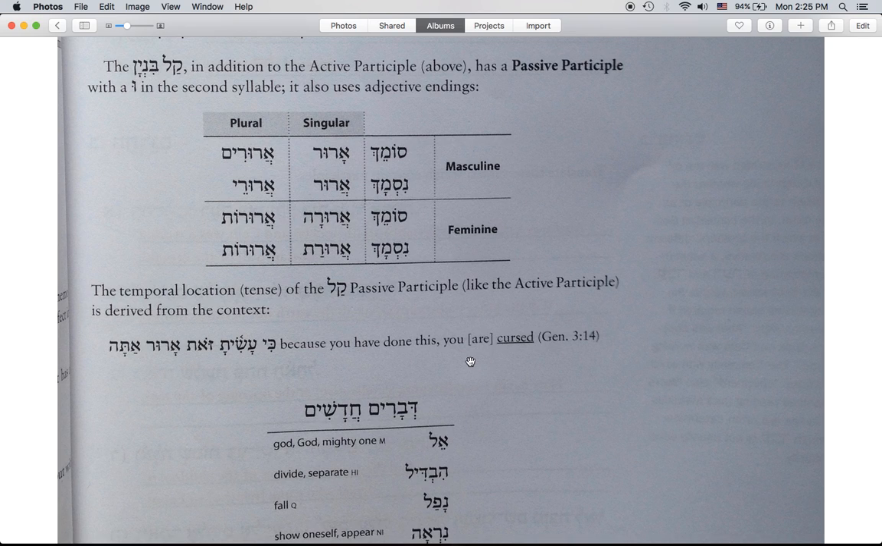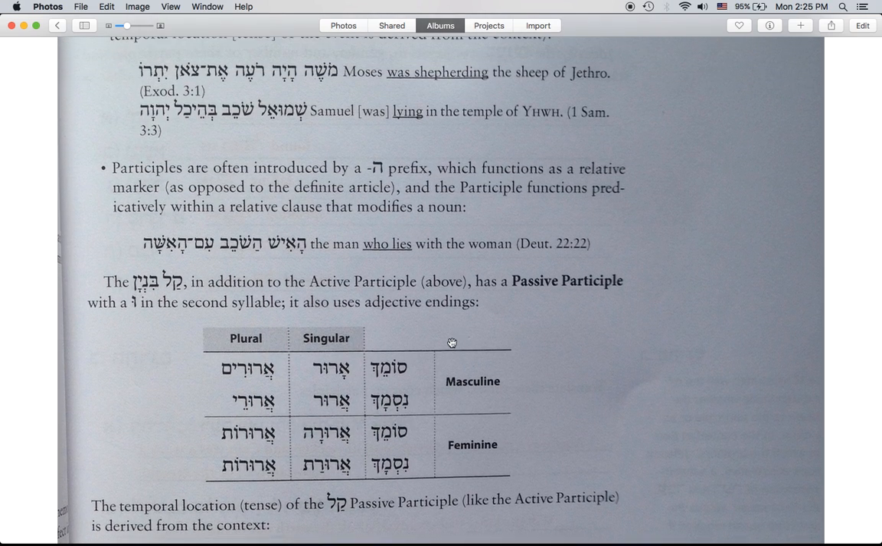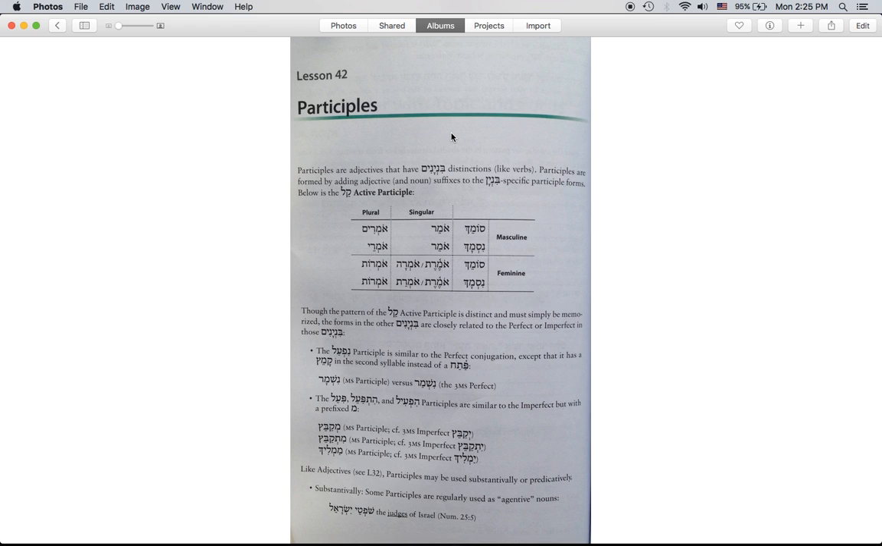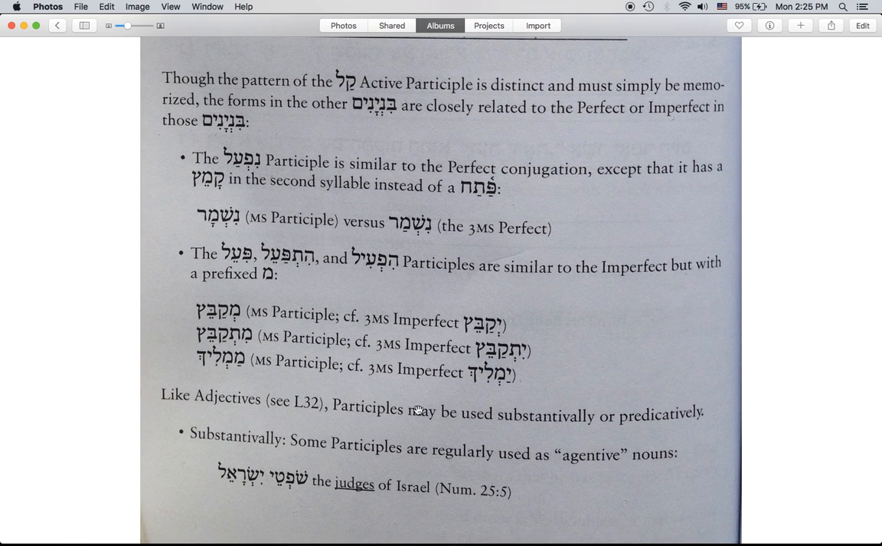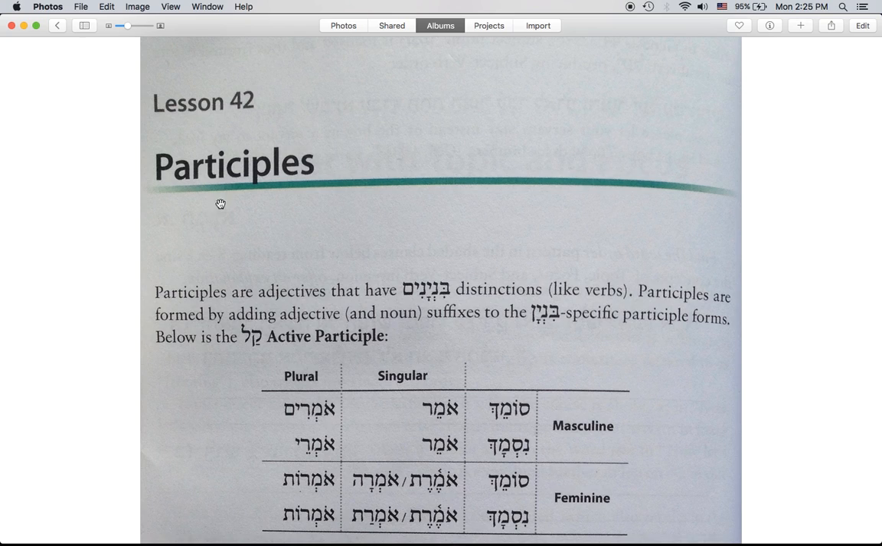So in Genesis 3:14, this example is showing us we don't know if this should be translated past tense, present tense, or future tense. We have to figure that out based on context. And the context would tell us that it should be present tense. All right, so that's participles. We're normally going to translate them with an English participle if it's the predicate, or simply as the subject, as we saw on the previous page, the subject of the clause if it is acting substantively. So participles can be thought of as nouns that are functioning as verbs, or verbs that are functioning as nouns. They're verbal nouns. So that's what we learn in lesson 42, participles.